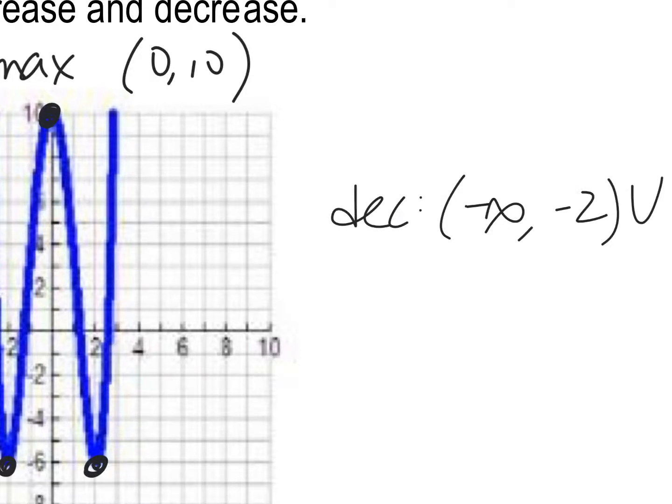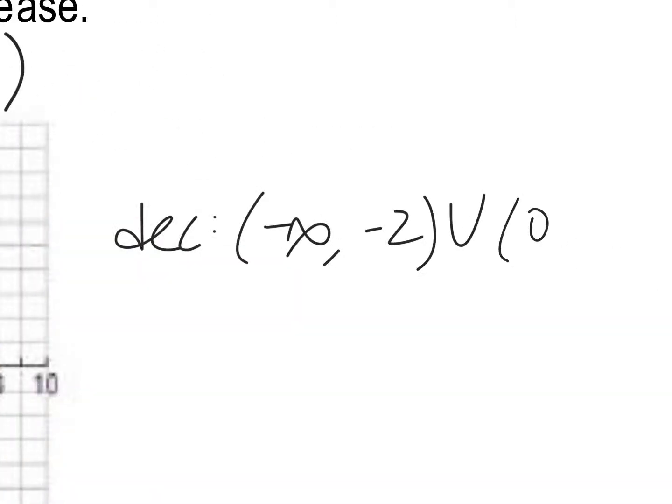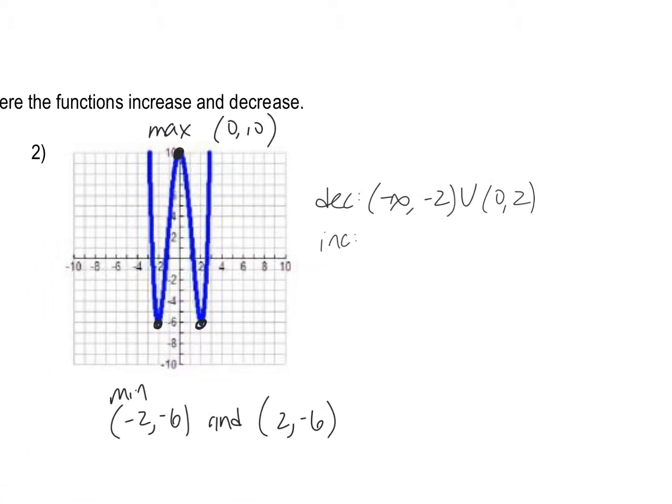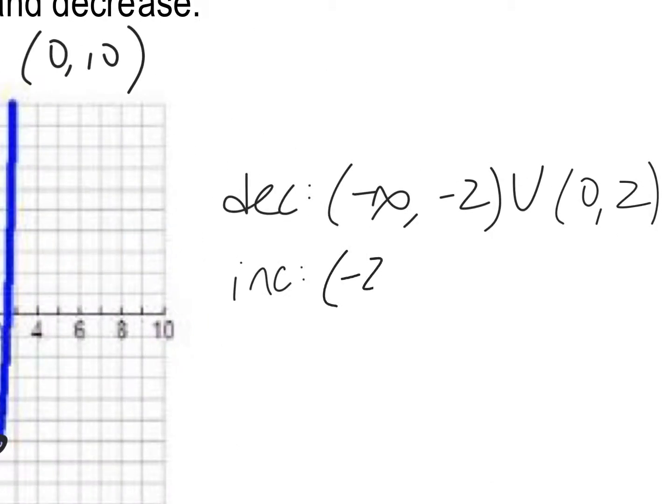And there's another spot where it's decreasing. Where is that? This part. 0 to 2. Remember, always x values. So 0 to 2. And where is it increasing? The opposite, or the other spots. So increasing right here between -2 and 0, and also between 2 and infinity. That's where the roller coaster is going up. So -2 to 0 and 2 to infinity.